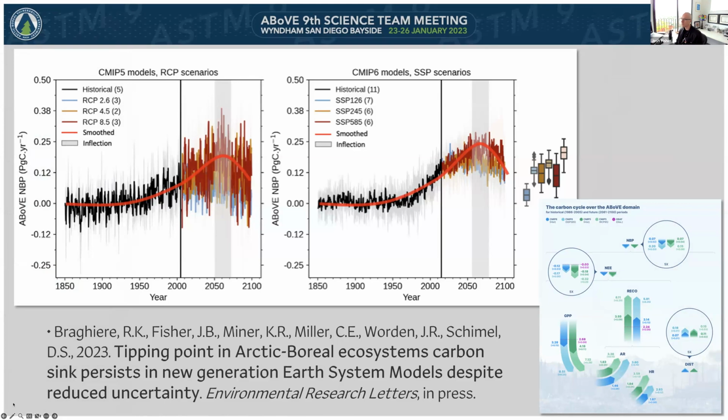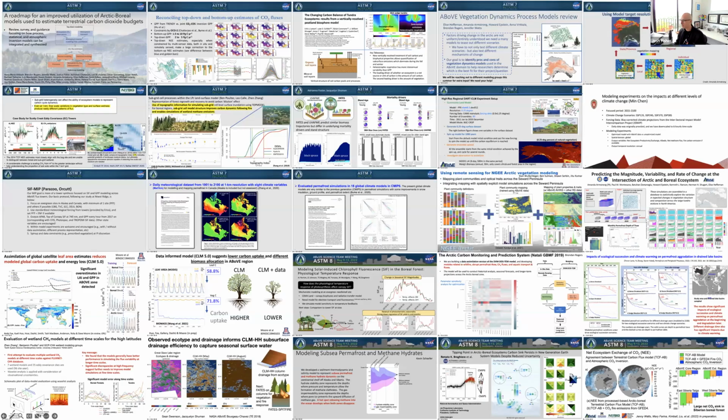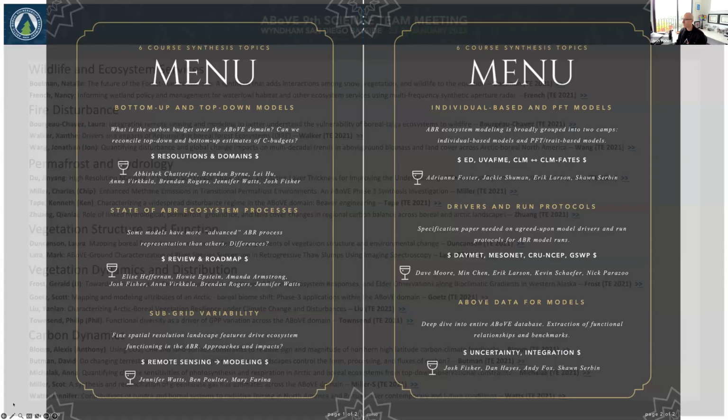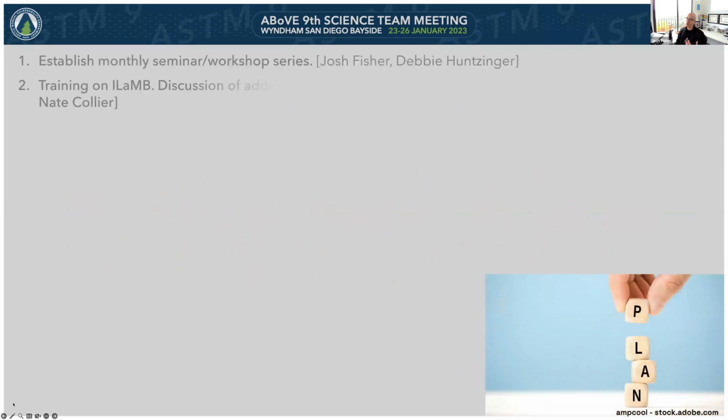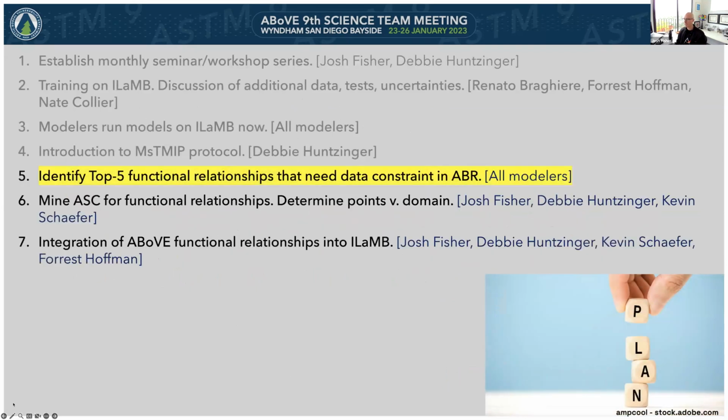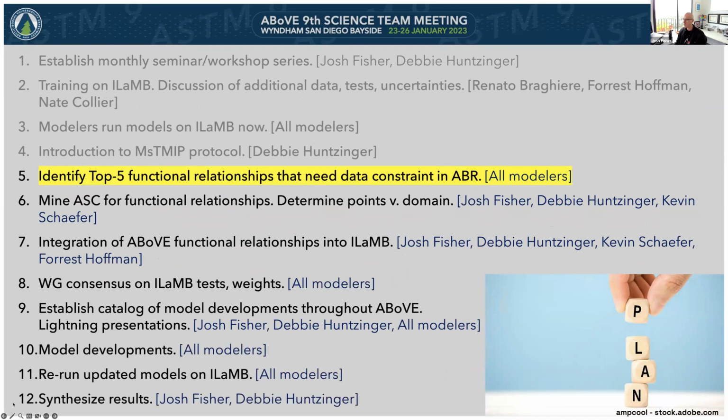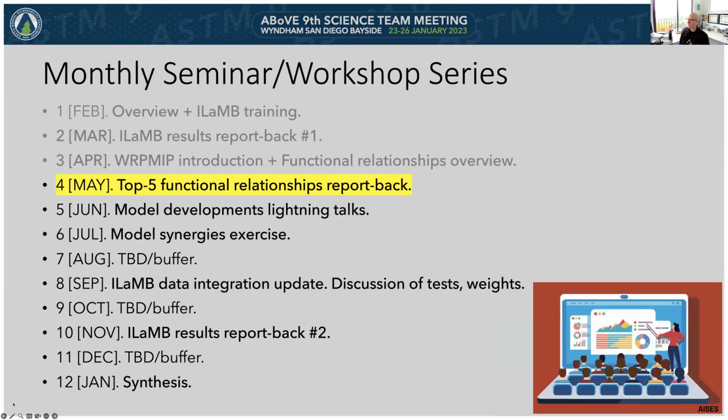So I just want to end with some of the activities that we are doing right now. There's lots of modeling activities happening among the different groups. Some are focused more on carbon cycling, others on disturbance or vegetation processes and so on. But now we are working as a group on common run protocols and starting to identify these functional relationships that need data constraints. We've got a monthly seminar and workshop series that goes through how we're doing our benchmarking together, how we're doing our data integration together, and how we're synthesizing those results.